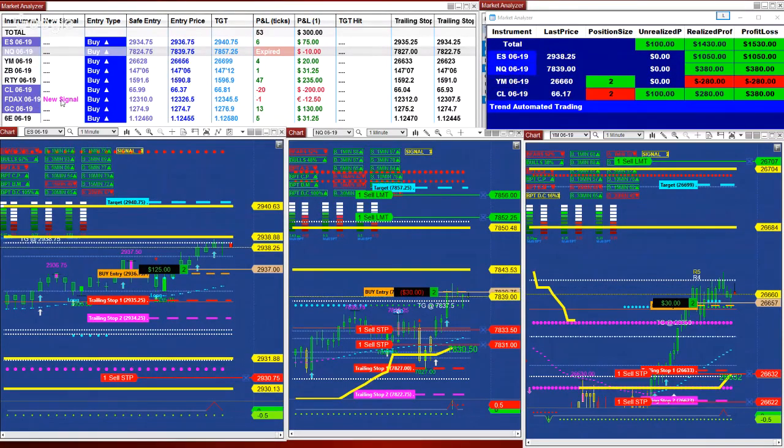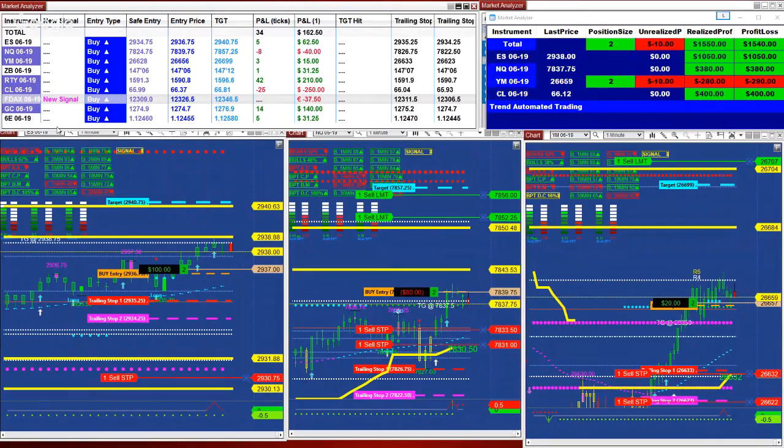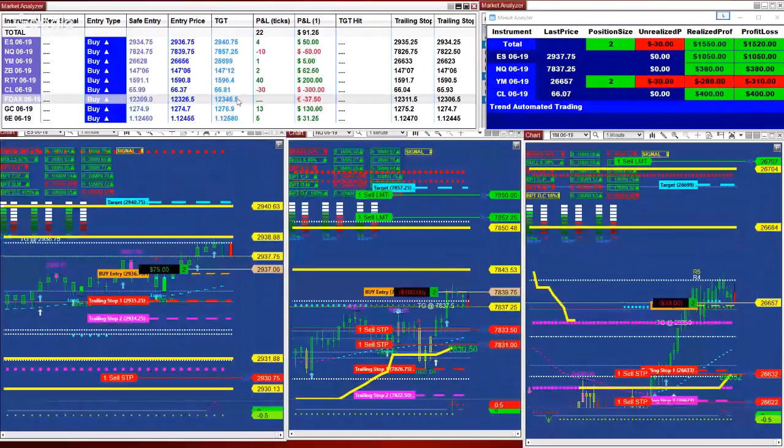I don't know if there is any DAX trader, but you have a new signal on the DAX. Entry price 326.5. The target 346.5.